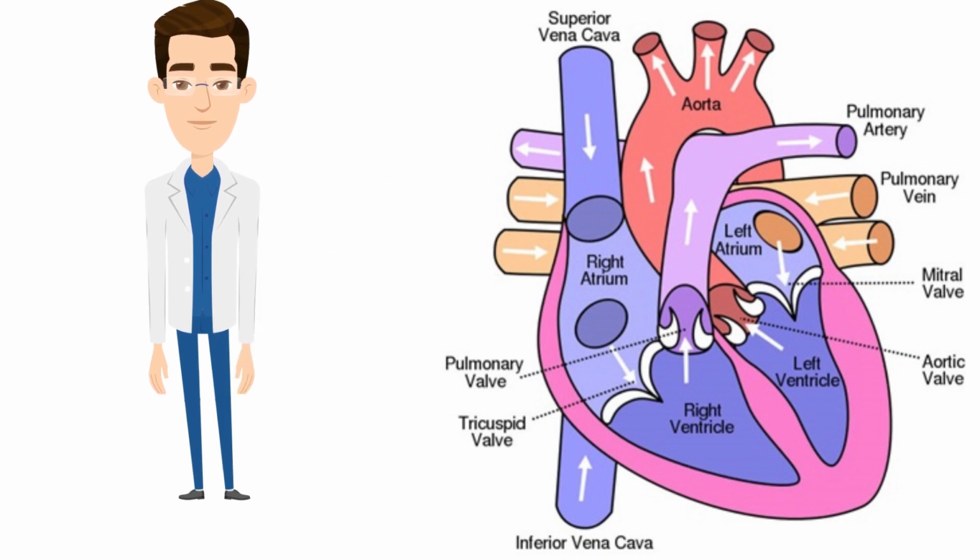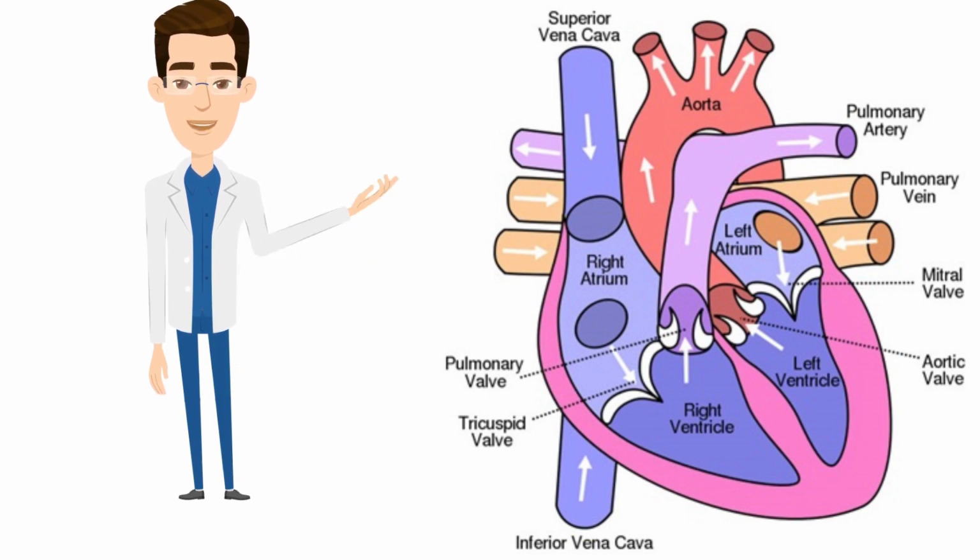Heart valves ensure blood flows in one direction, preventing backflow. 1. Tricuspid valve, between the right atrium and right ventricle. 2. Pulmonary valve, between the right ventricle and the pulmonary artery.